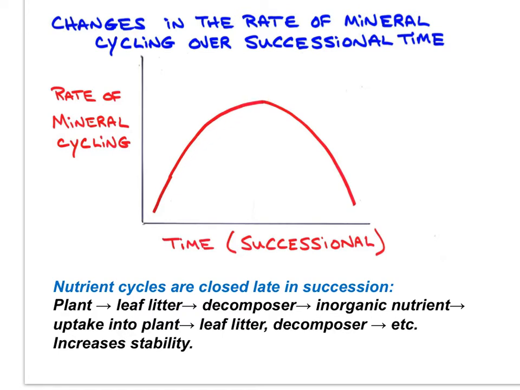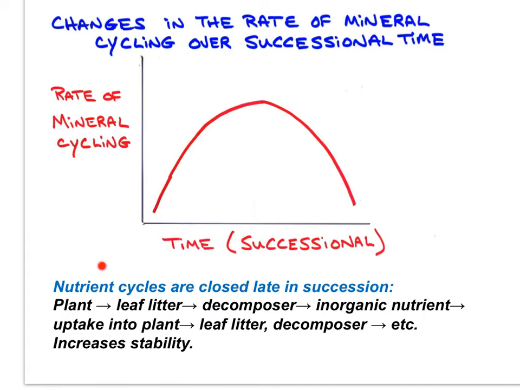Then, at the climax stages of succession, nutrients become locked up in the large trees, resulting in the decline of mineral cycling. Late in succession, nutrient cycles are closed. The plants produce litter, the decomposers decompose the organic matter, the inorganic nutrients are taken up into the plant, which produces more leaf litter for the decomposers, and so on.